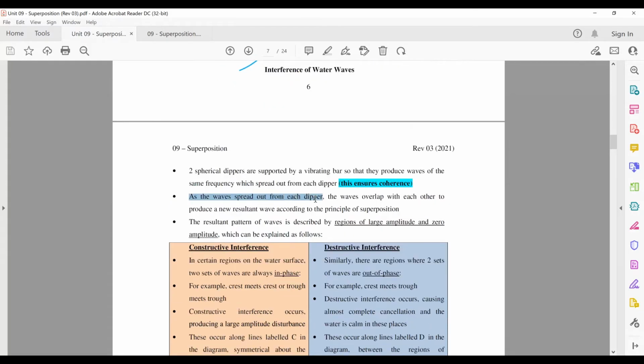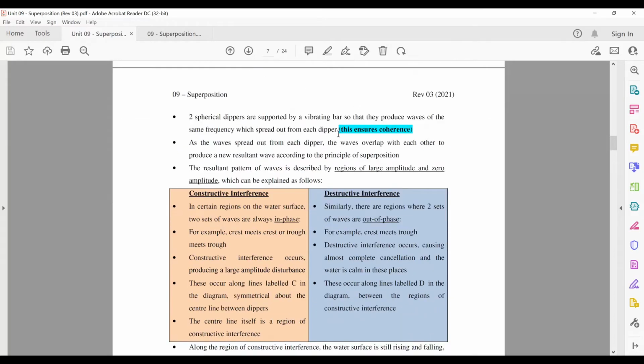As the waves spread out from each dipper, the waves overlap with each other to produce a new resultant wave according to the principle of superposition. The resultant pattern of waves is described by regions of large amplitude and zero amplitude, which can be explained as follows. I mentioned that there will be a region where you have constructive interference.